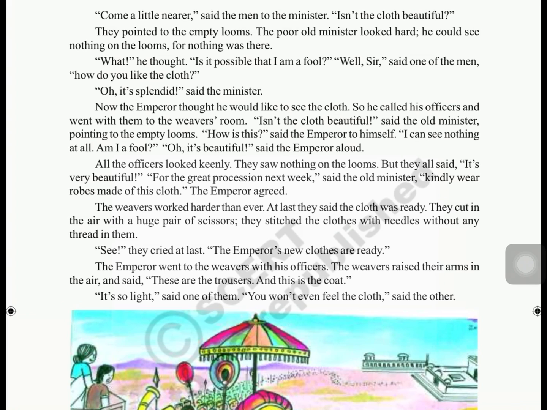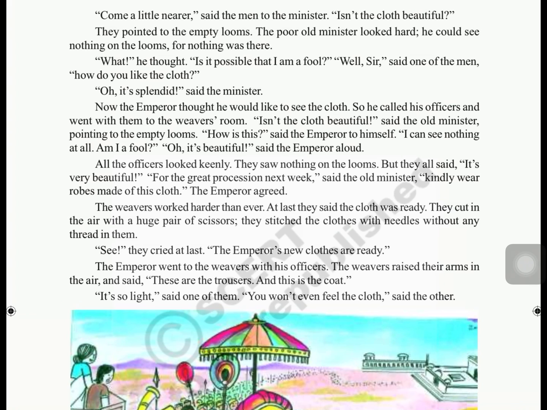What? he thought. Is it possible that I am a fool? As I am unable to see anything there, I must be a fool. "Well, sir," said one of the men, "how do you like the cloth?" Obviously, as you were unable to see anything there, you would be a fool. Again they asked, "How do you like the cloth?" "Oh, it's splendid," said the minister.